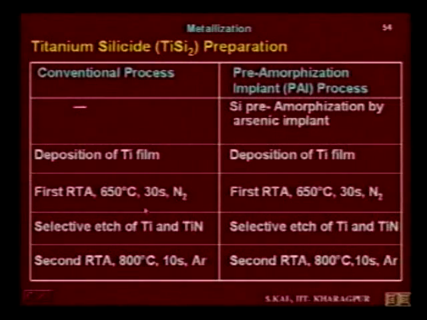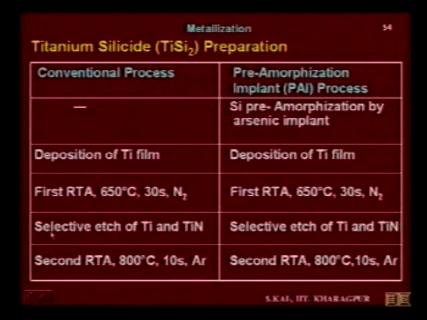So in this particular annealing sequence, in a conventional process, TiSi2 has two phases. One is C49, another is C54. So here, a C49 phase will be formed. And some Ti2Si or TiSi phase also will be formed. And the C49 phase of titanium silicide is not the lowest resistivity silicide.